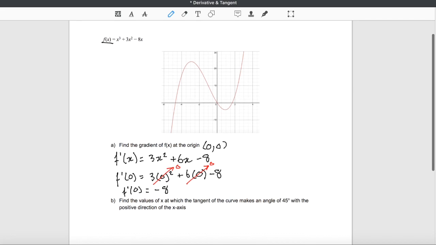Graphically, we can think about it this way. The origin is here. And the gradient, we can think about that. The gradient at that point is being a tangent at that point. And that looks like it's negative, so that's good. And it looks reasonably steep, so negative 8 seems like a reasonable answer.